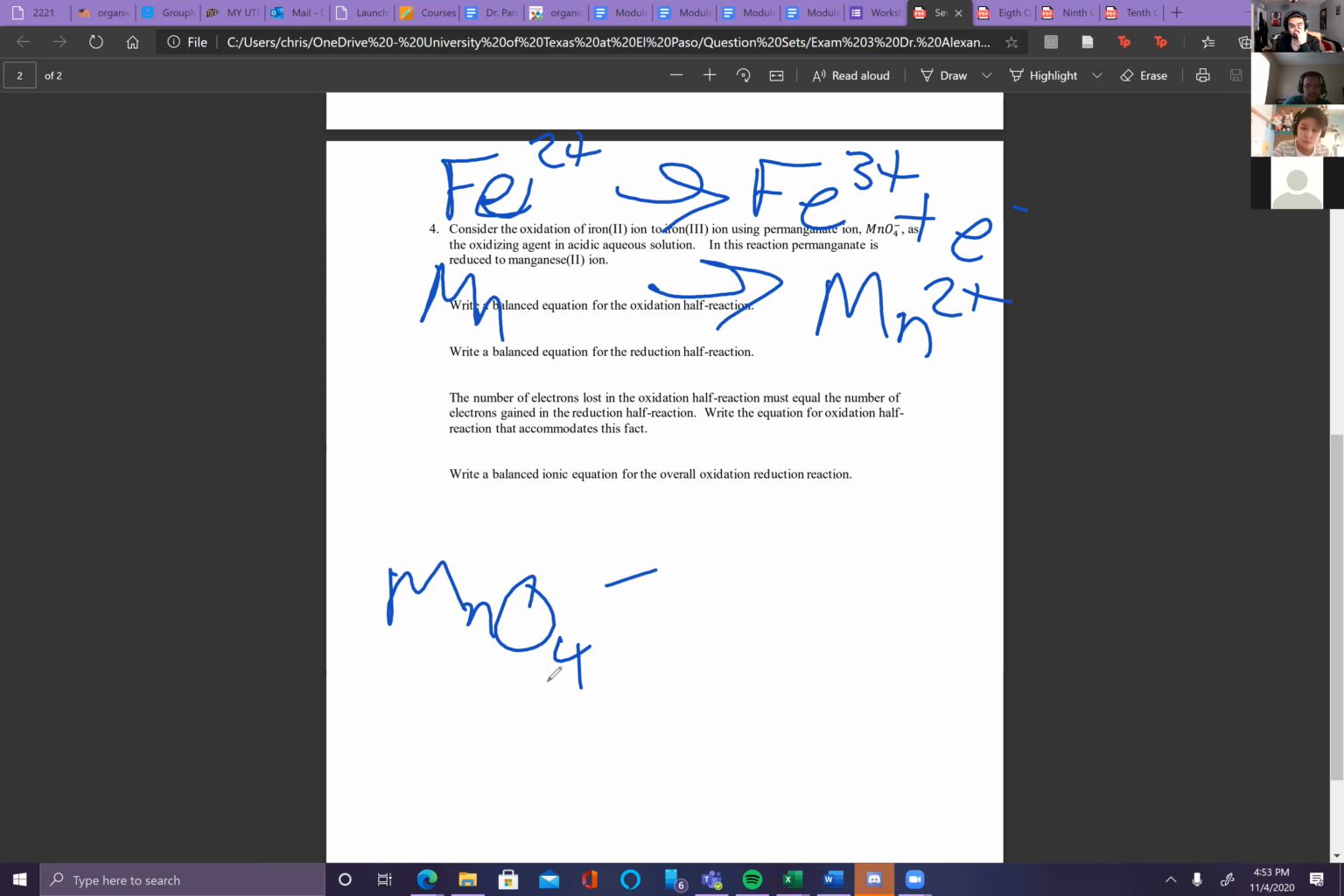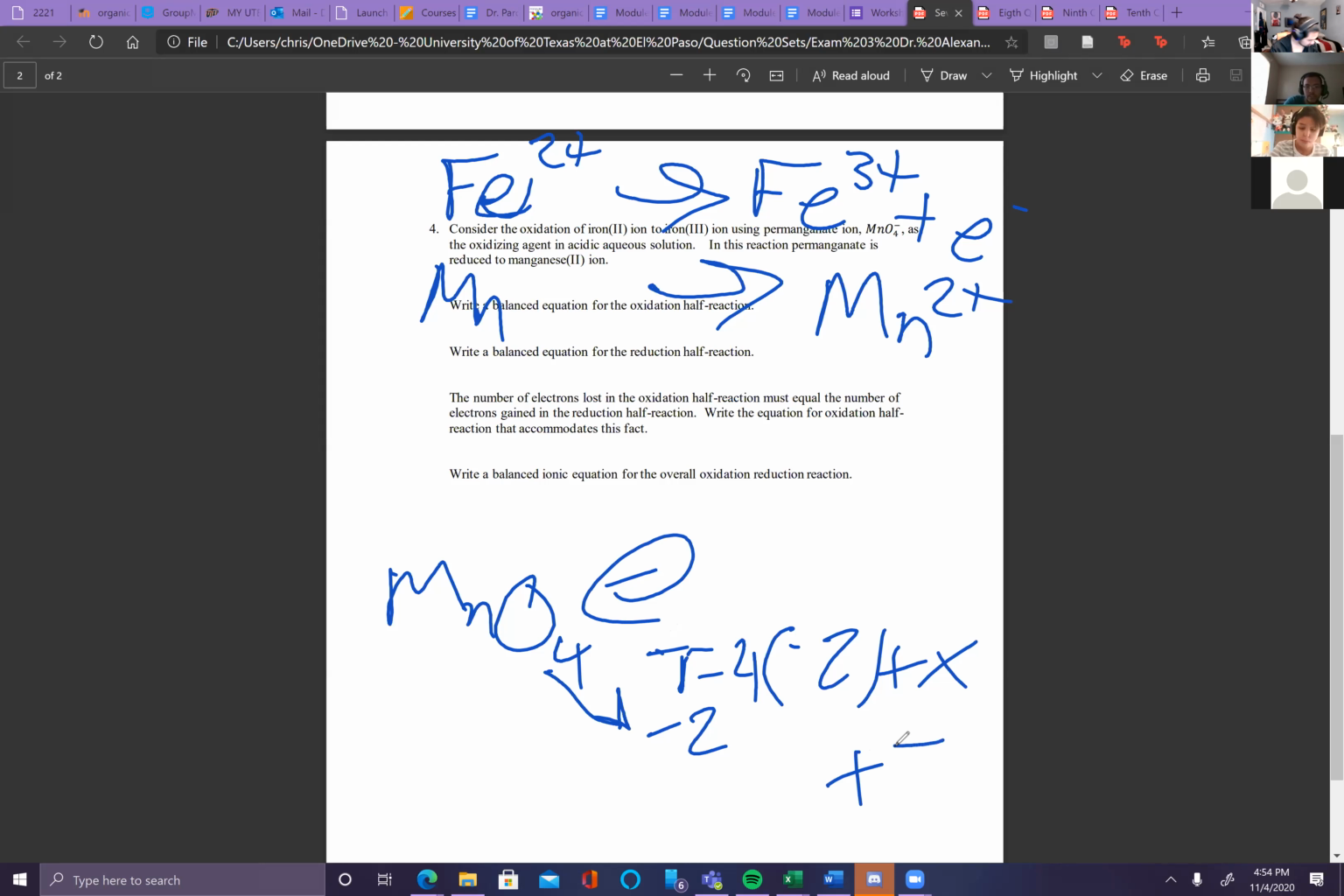Or better yet, what's the oxidation number for oxygen? -2. -2, right? Okay, so we know it's -2. So what's the oxidation number for manganese then? Wouldn't that be 7? Positive or negative? Positive. Positive, right? Because in order for it to equal the -1 charge that they have, it would need to be a +7. So it has an oxidation number of +7.